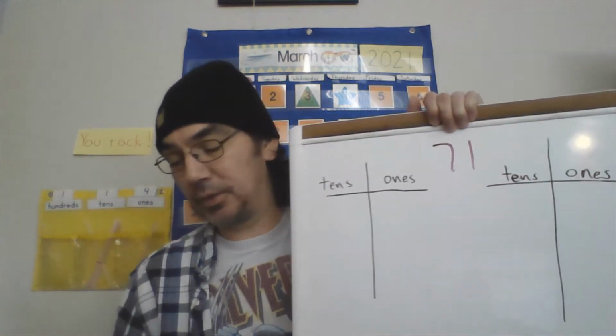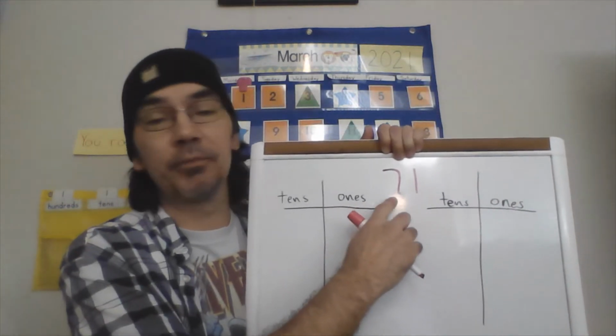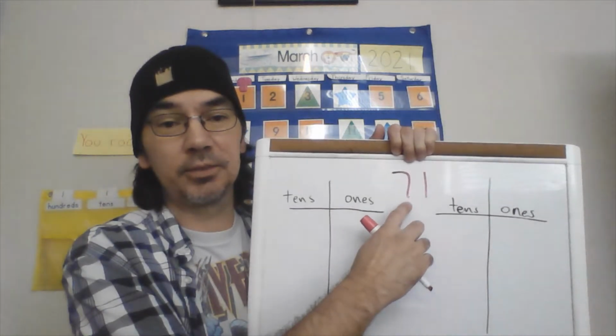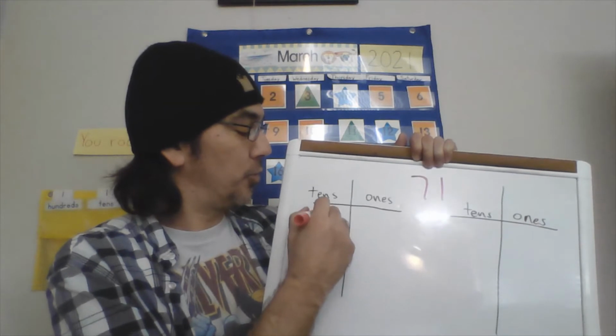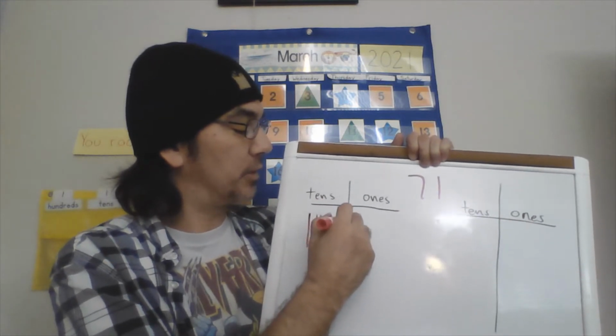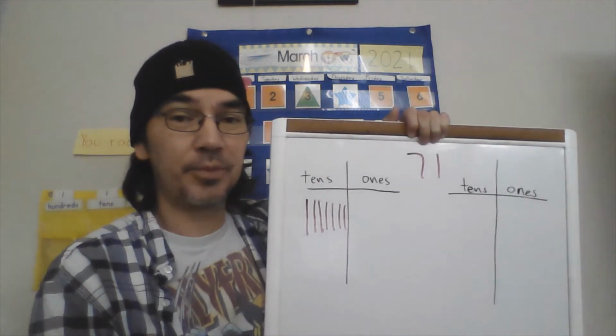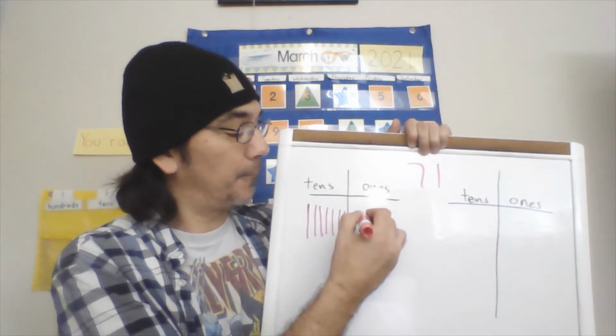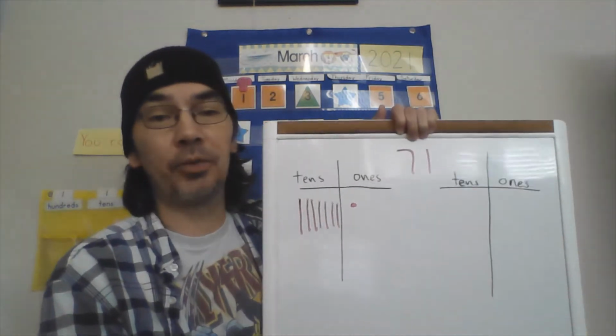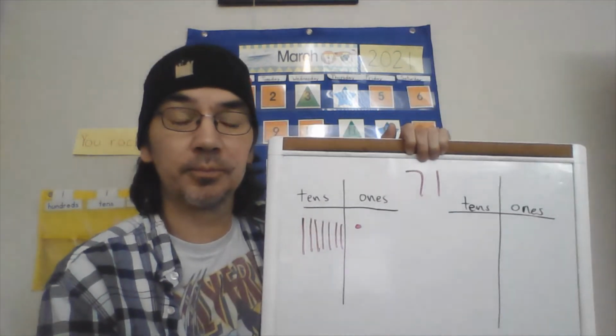And if I want to show 71, I look over here. How many tens do we have? 7, right? So I draw 7 tens. 1, 2, 3, 4, 5, 6, 7 tens. 7 tens, right? And over here, 1 in the ones, 71.